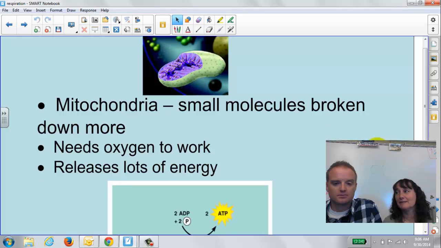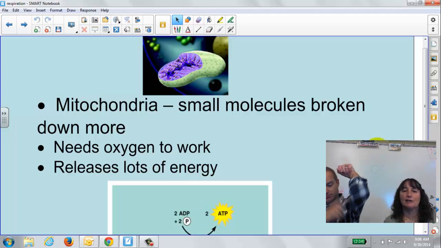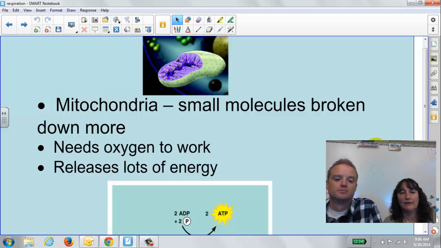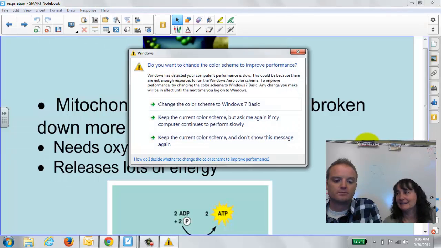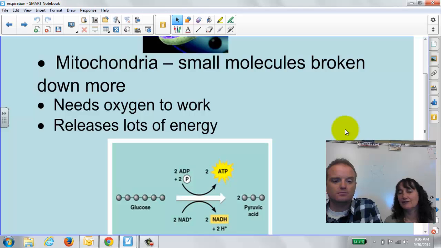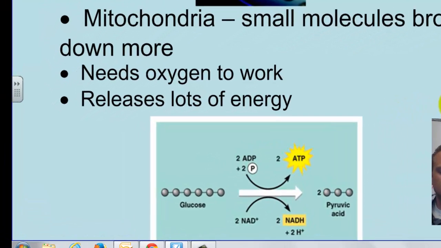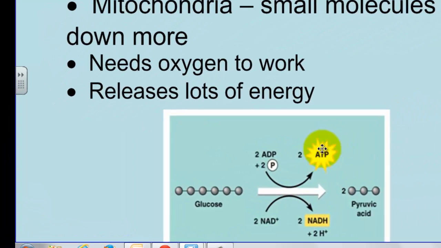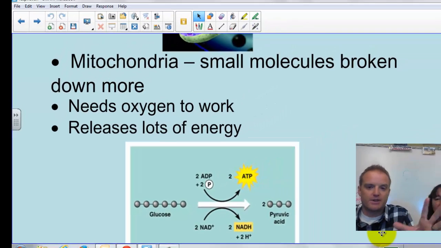The second step is those pieces that get broken apart in the cytoplasm move into the mitochondria, which, as we remember, is the energy powerhouse for that cell. Those smaller molecules get broken down even more, and it has to have oxygen for that to happen. This is where the bulk of that energy is being released, in the form of that little star, that's ATP, adenosine triphosphate. Lots and lots of energy in that little guy.